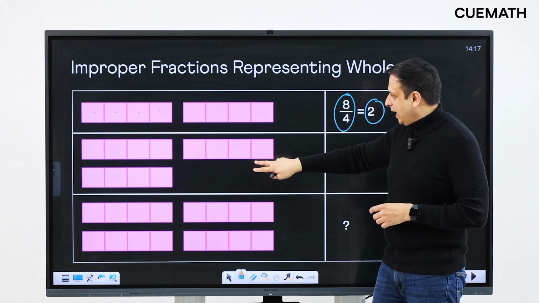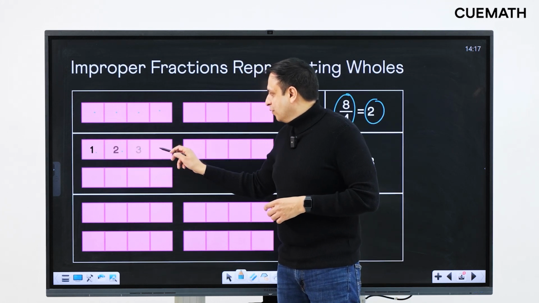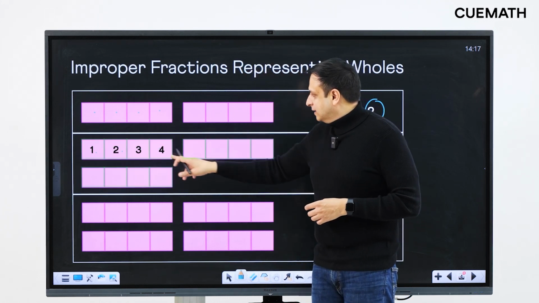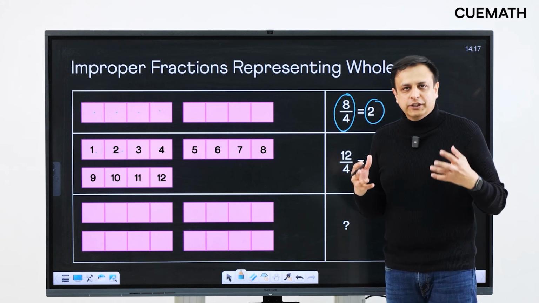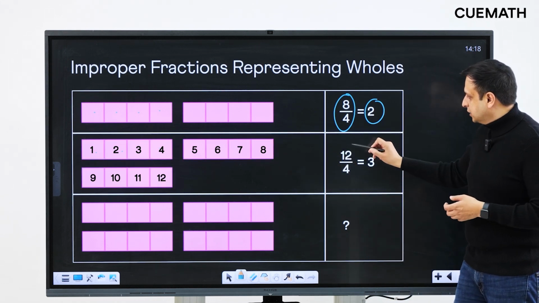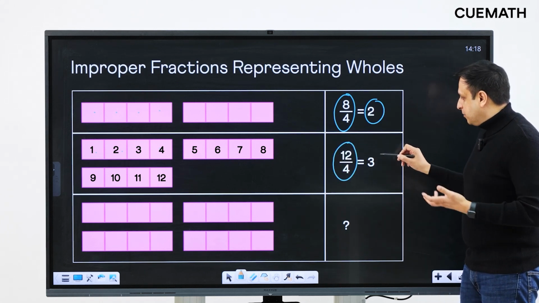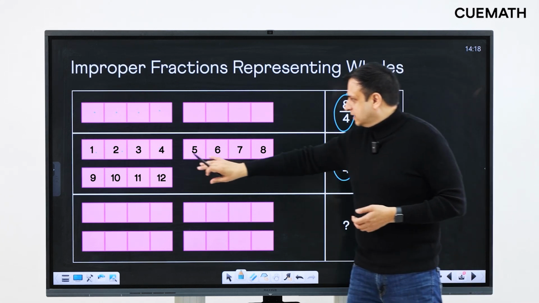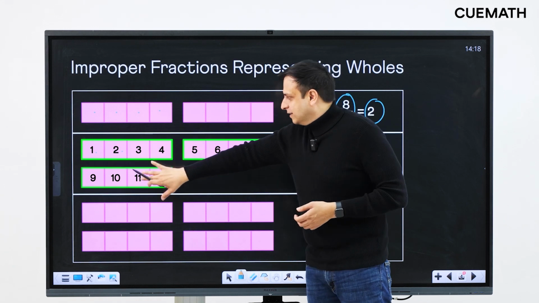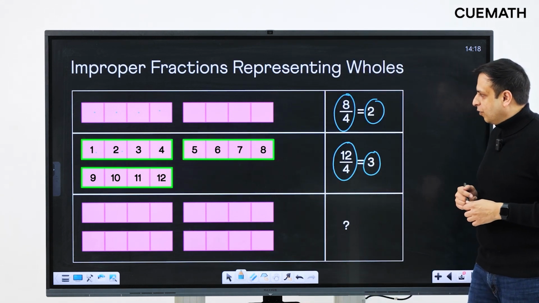This picture here has 3 bars, each bar once again divided into 4 equal parts, and 3 such bars. So we have 12 shaded parts in total and therefore this picture represents the improper fraction 12 over 4, but it also represents 3 wholes as we can see, 1 whole, 2 wholes, 3 wholes. So 3 wholes in total, which is also the improper fraction 12 over 4.